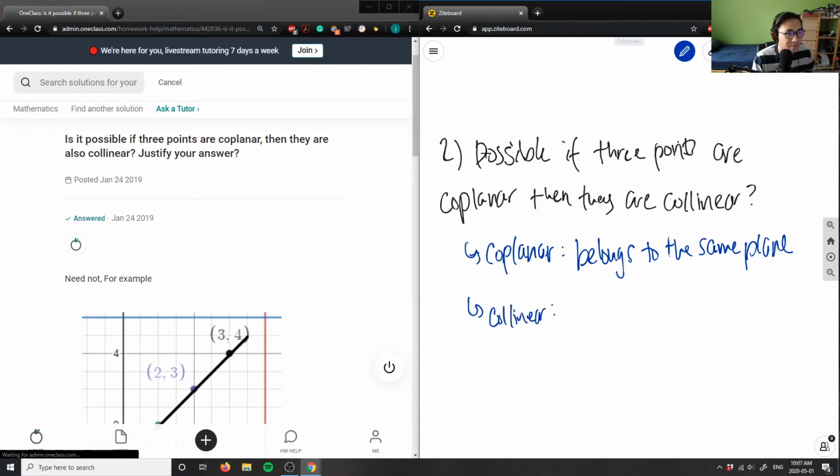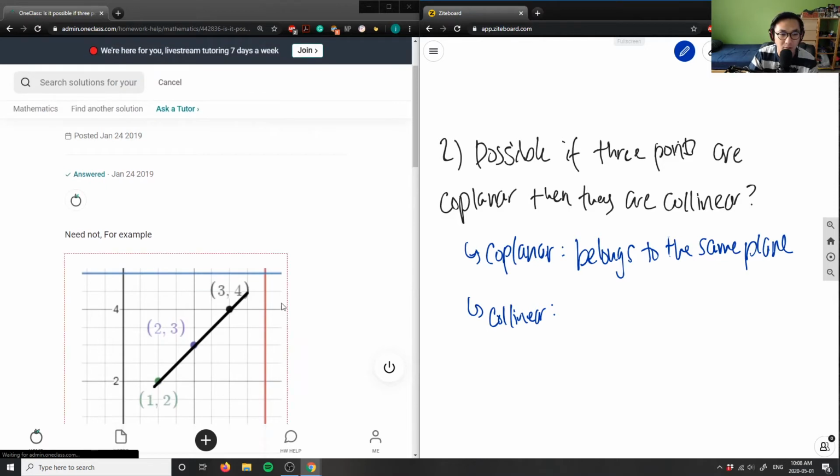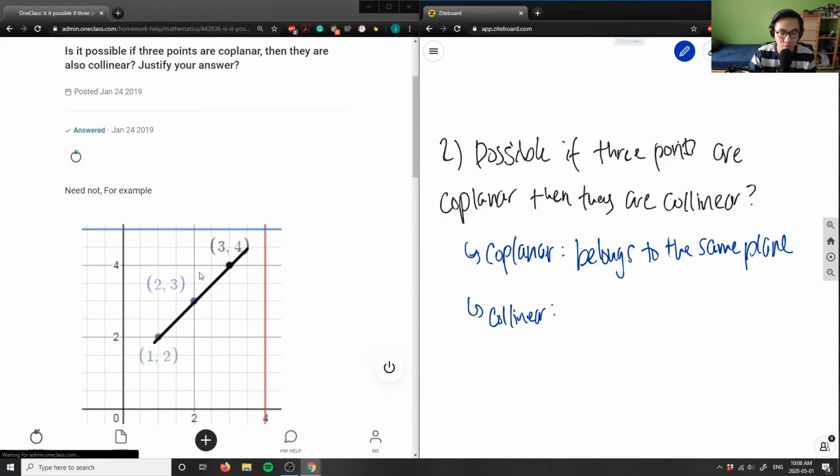So collinear just means that it follows a set formula, like you can think of it as an equation of a line. It follows a constant kind of increase here. So again, for example, this graph here would be collinear because all the points lie on that line. So I'll say belongs to the same line here, or you can say linear function.